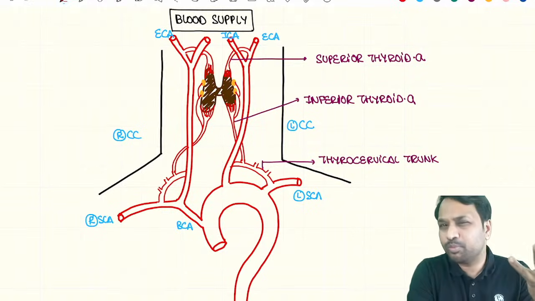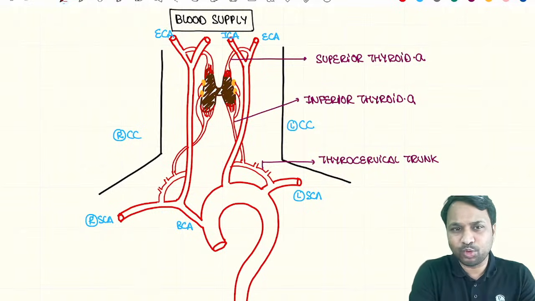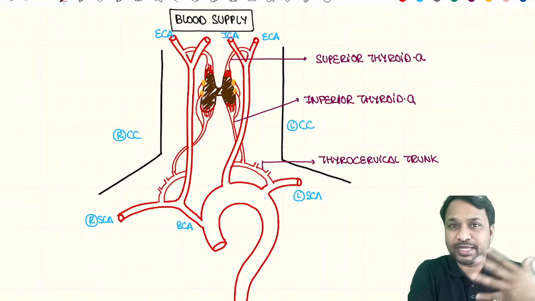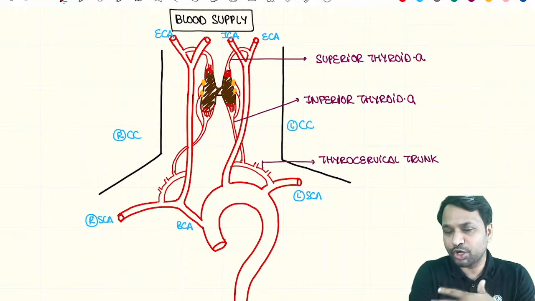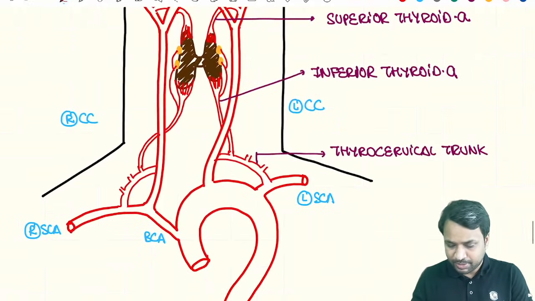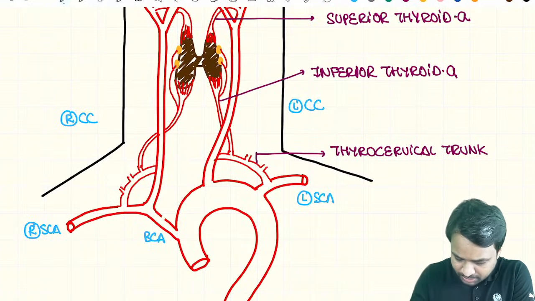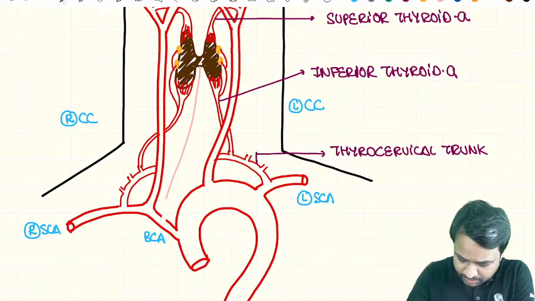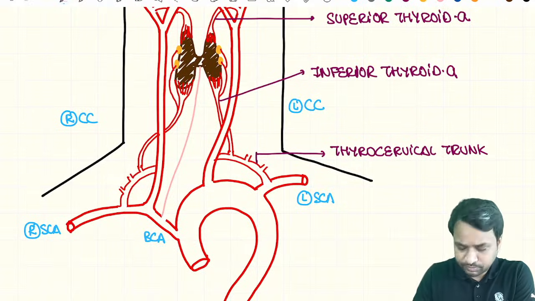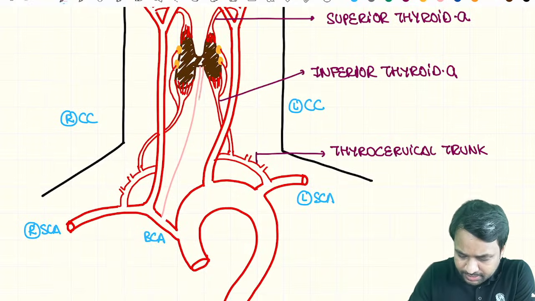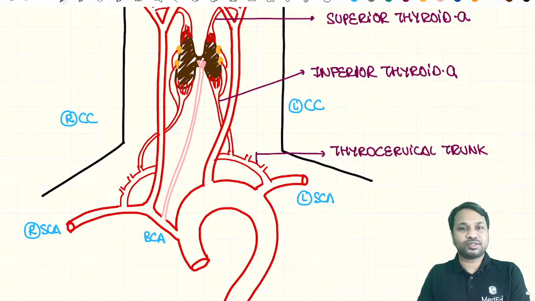Let's be a bit better. Can we find something more? Now you should also know something anomalous, which is not usually present or is less commonly present. For example, there is an accessory blood supply to the isthmus of the thyroid gland, and that blood supply is what we call the thyroidea ima artery. You will notice that the thyroidea ima artery supplies the isthmus of the thyroid gland, and that is derived from the brachiocephalic artery.